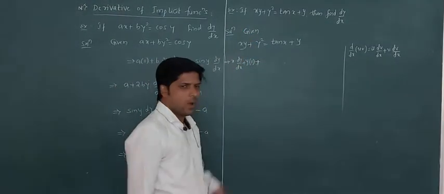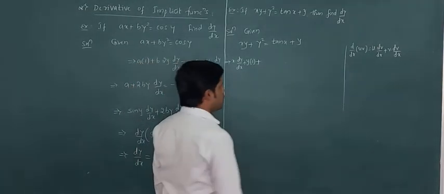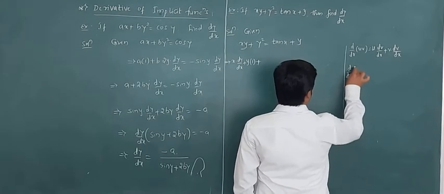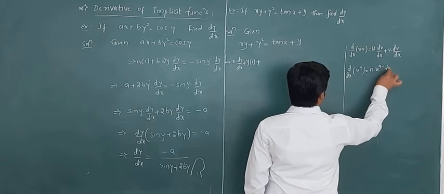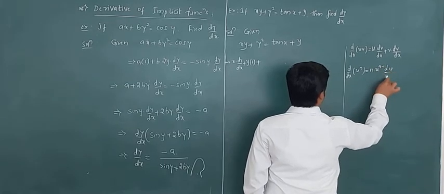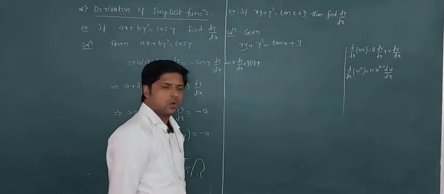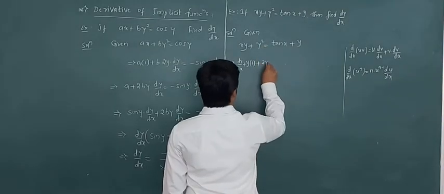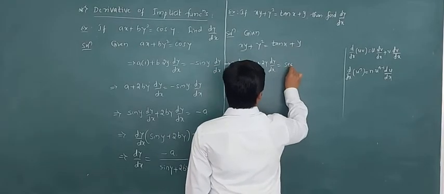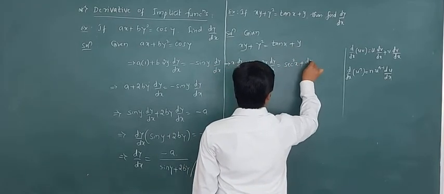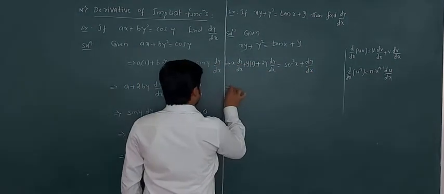Again, y square differentiation is 2y into dy by dx by applying the u to the power n formula: d by dx of u to the power n is equal to n into u to the power n minus 1 into du by dx. So here in the place of u we have y, in the place of n we have 2. So therefore differentiation of this one is 2y into dy by dx, and tan x differentiation is secant square x, plus tan y differentiation is sec square y into dy by dx. Okay. Next, simplify this one.